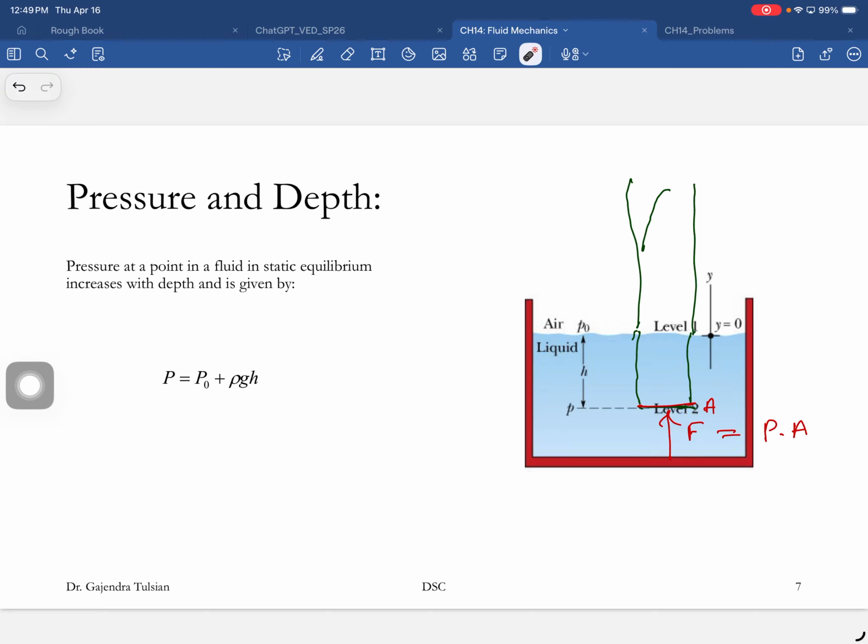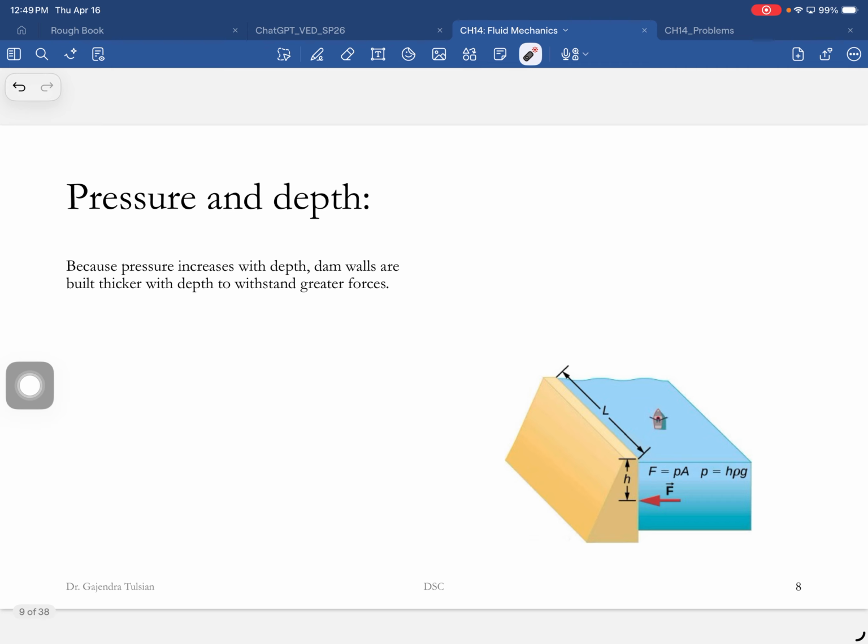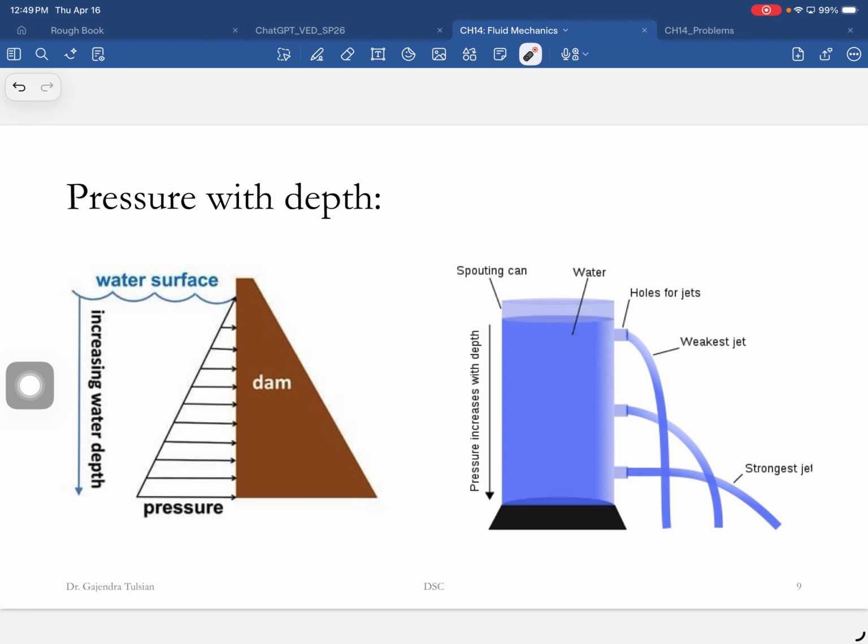So there are consequences of this. Since the pressure increases with depth in a liquid, when you build a dam, the wall, the deeper you go, has to be thicker because the pressure is greater, the force per unit area is greater, and so you need the walls to be stronger.